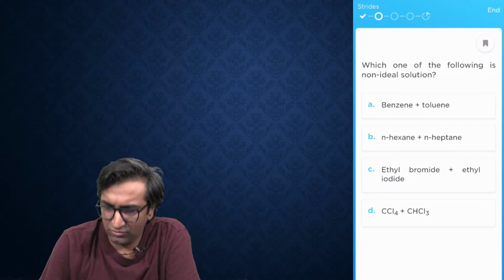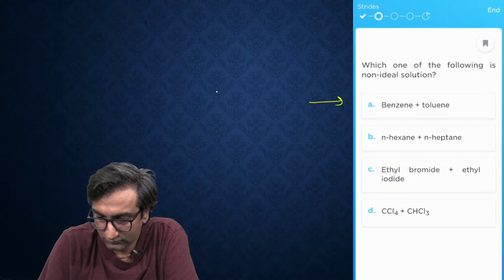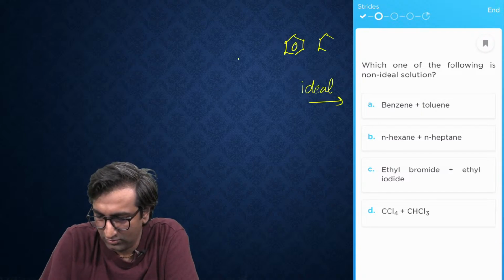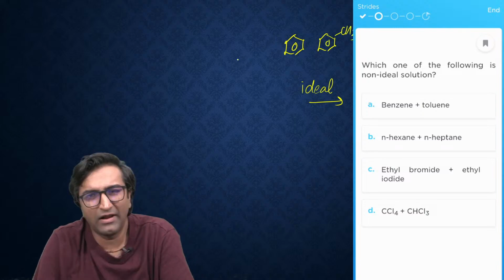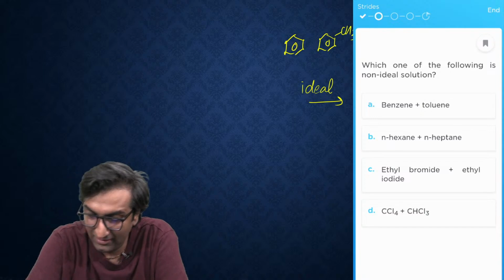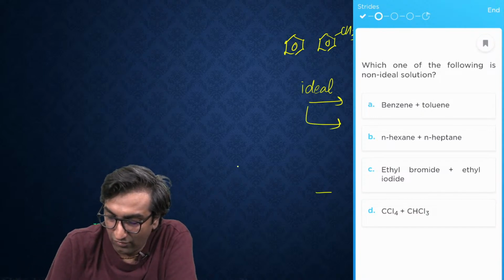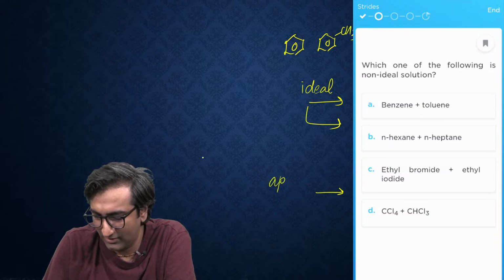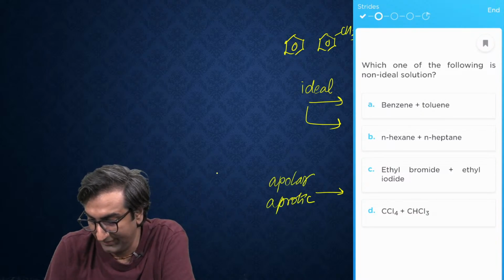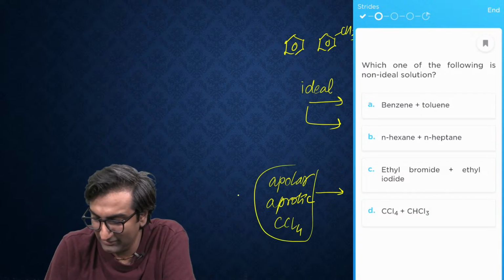Non-benzene, toluene is ideal. This is ideal. This you know is ideal. Benzene, toluene: there's no polarity, none of that happening. So this is ideal. Okay, what about the others? Hexane, heptane, same. These two are ideal. Oh, CCl4. It's an apolar, aprotic solvent. That is CCl4. CCl3 is a little different.